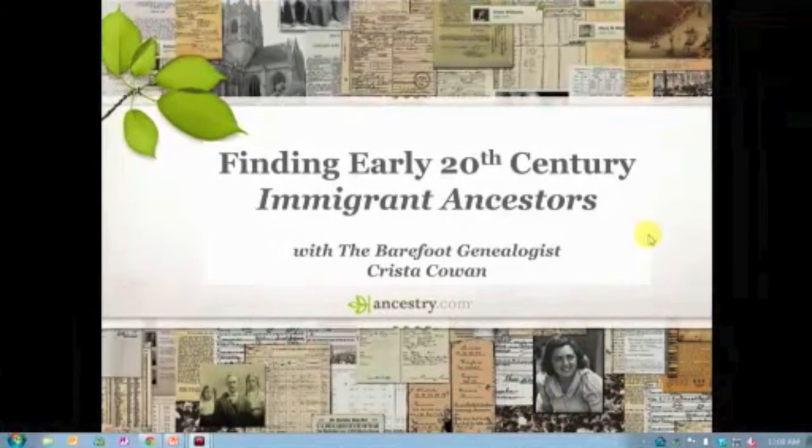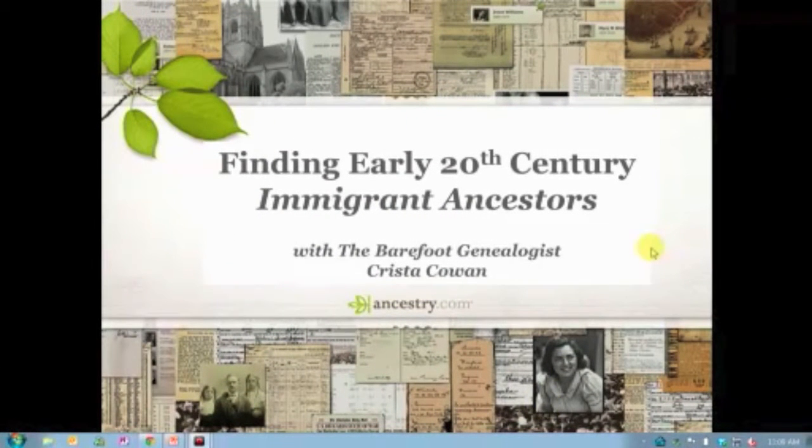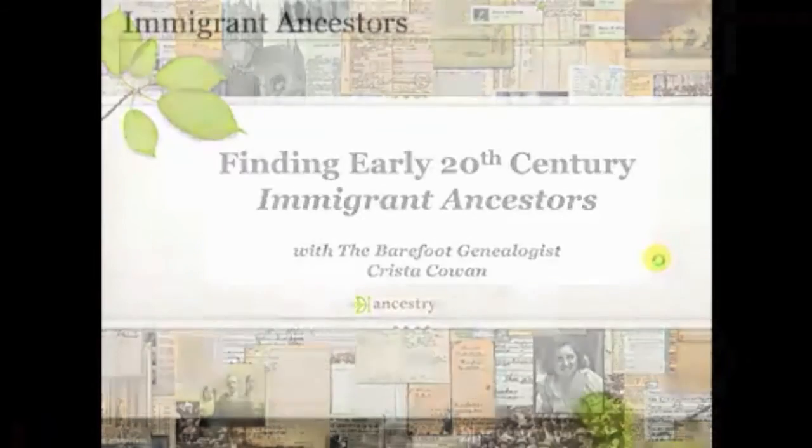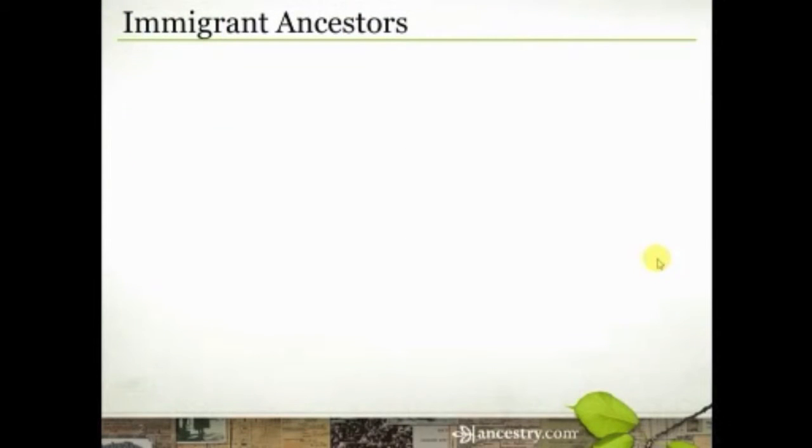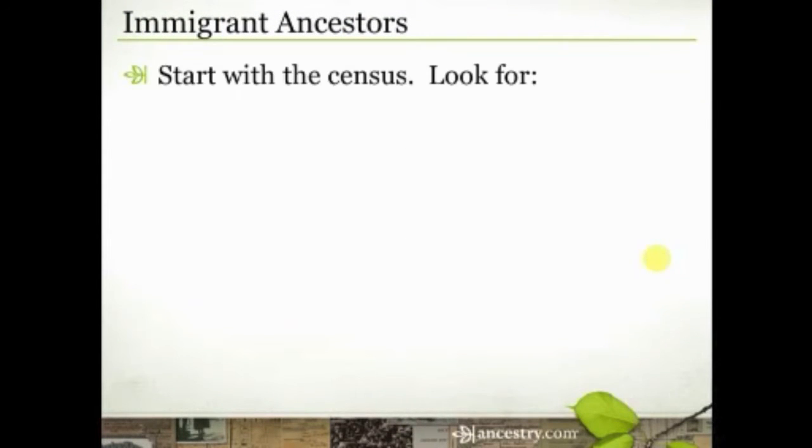We've got quite a bit to cover, and I want to make sure we get through it all in the time that we have available. One of the first things I'm going to suggest that you do when you are looking for your immigrant ancestors is to start with the census. For those who came in the early 1900s, 1900 through about 1940, that's going to be your best bet.